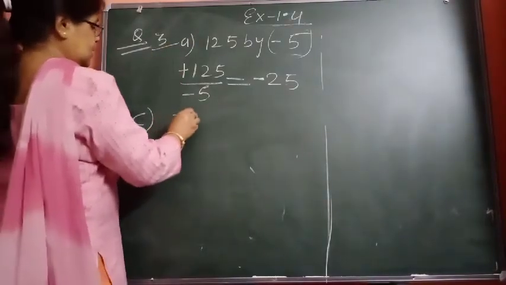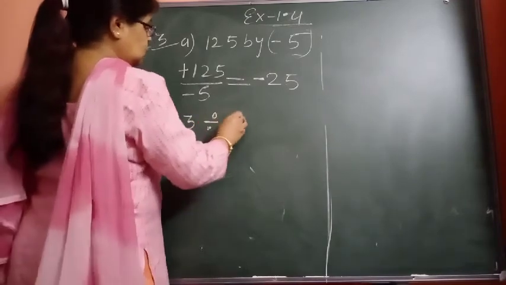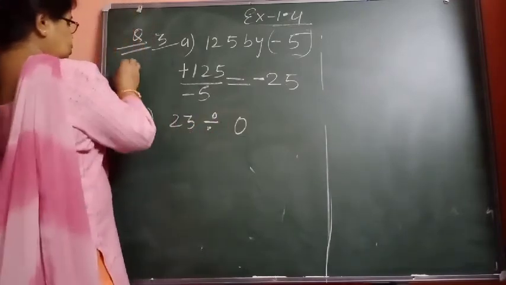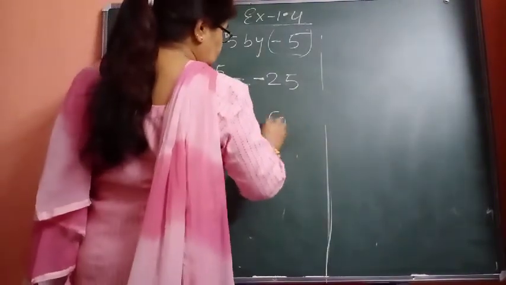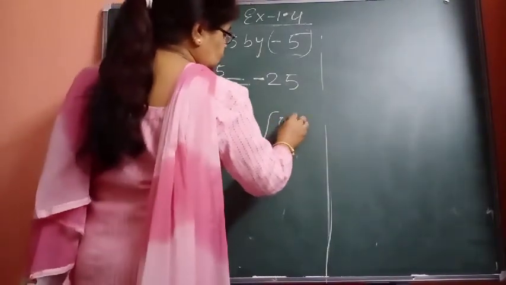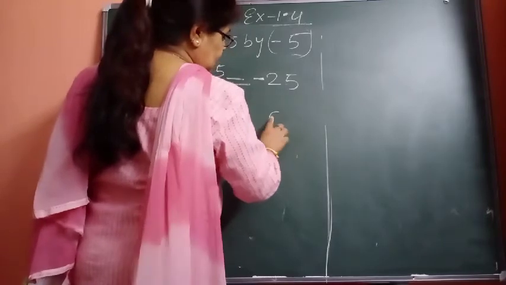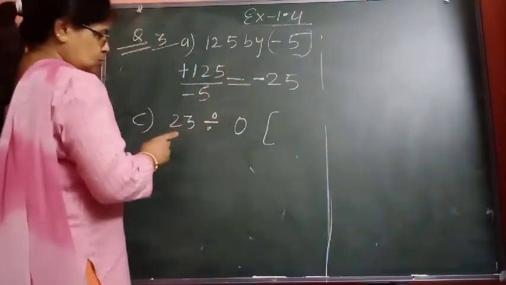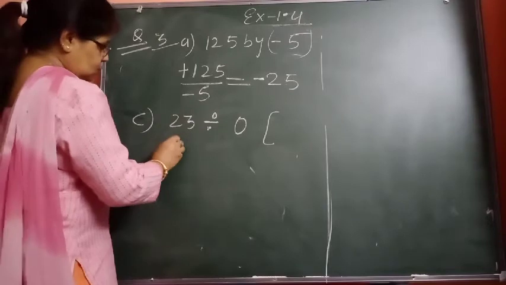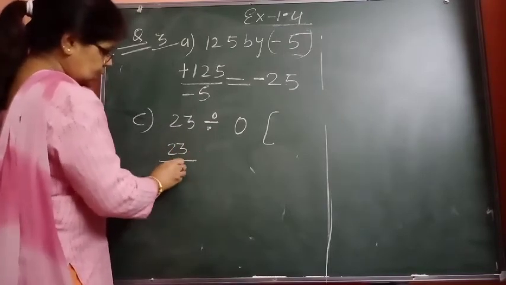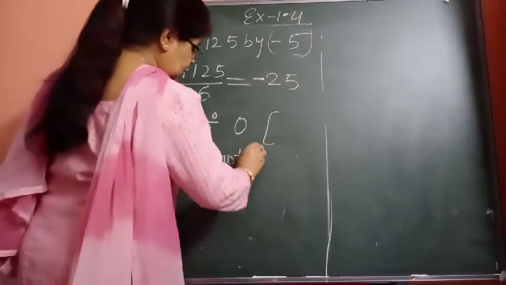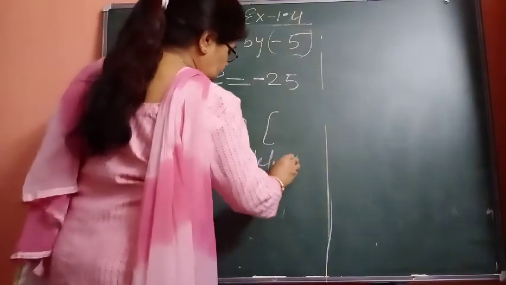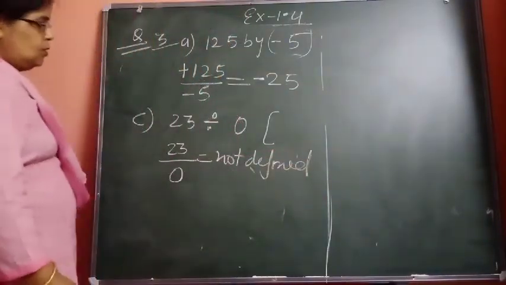23 divided by 0. What I told you, if 0 is in the numerator, and 0 is divided by any number, you will get 0. But if it is 23 upon 0, it is not defined. It will be not defined. You cannot define it. So it will be not defined.